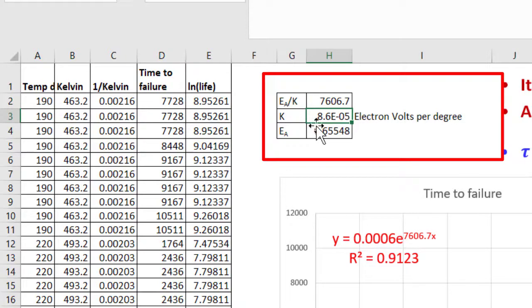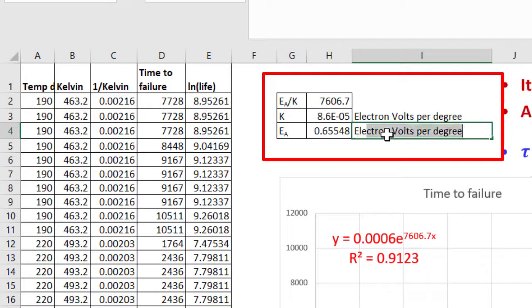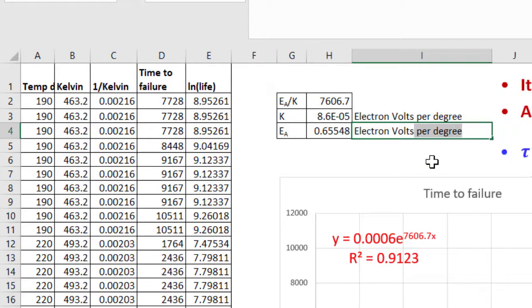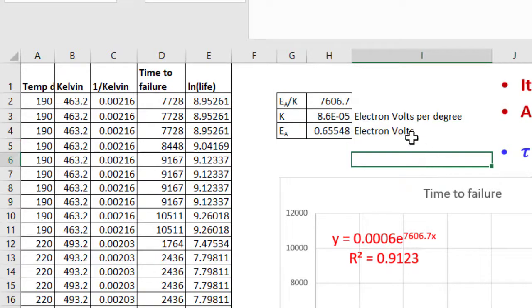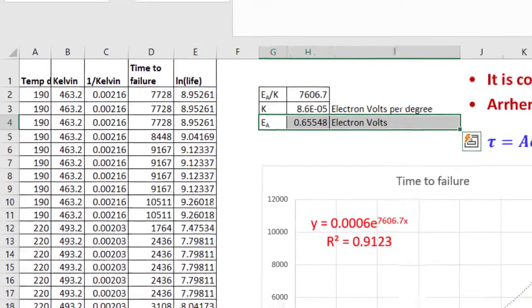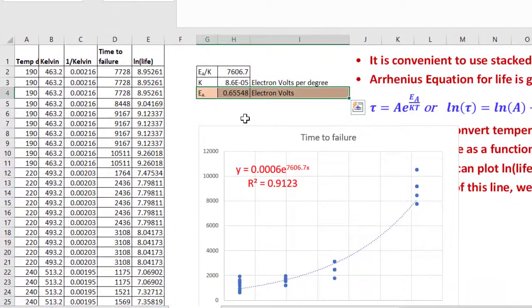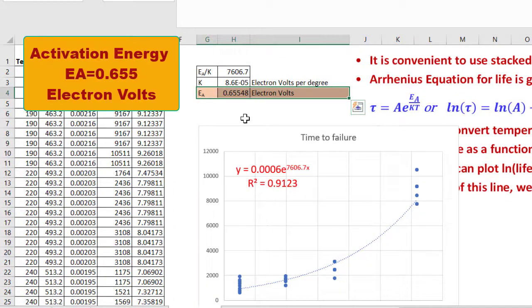So since EA upon K is equal to 7606.7, E must be equal to this value multiplied by Boltzmann constant K, and that equals 0.65548. This is in electron volts, not per degree. So this is the value that we were looking for. From this experiment we have concluded that the value of activation energy EA equals 0.65548, or let us say 0.65.